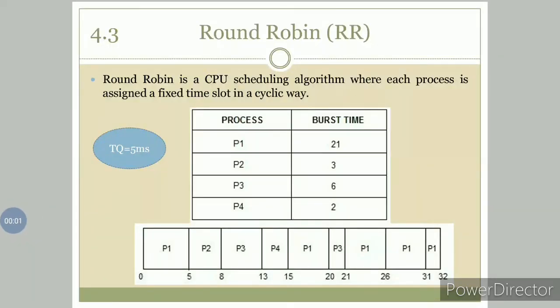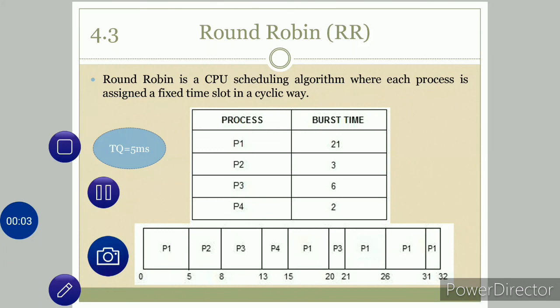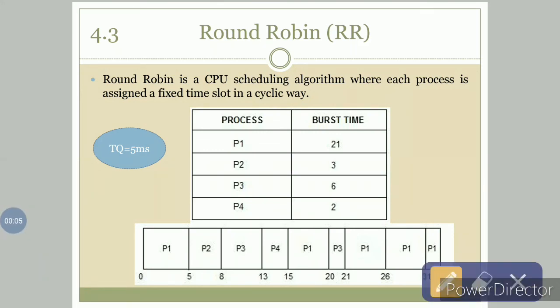Next scheduling is round robin. In the round robin scheduling algorithm, each process is assigned a fixed slot of time in a cyclic way. So here we have considered the time quantum as 5.